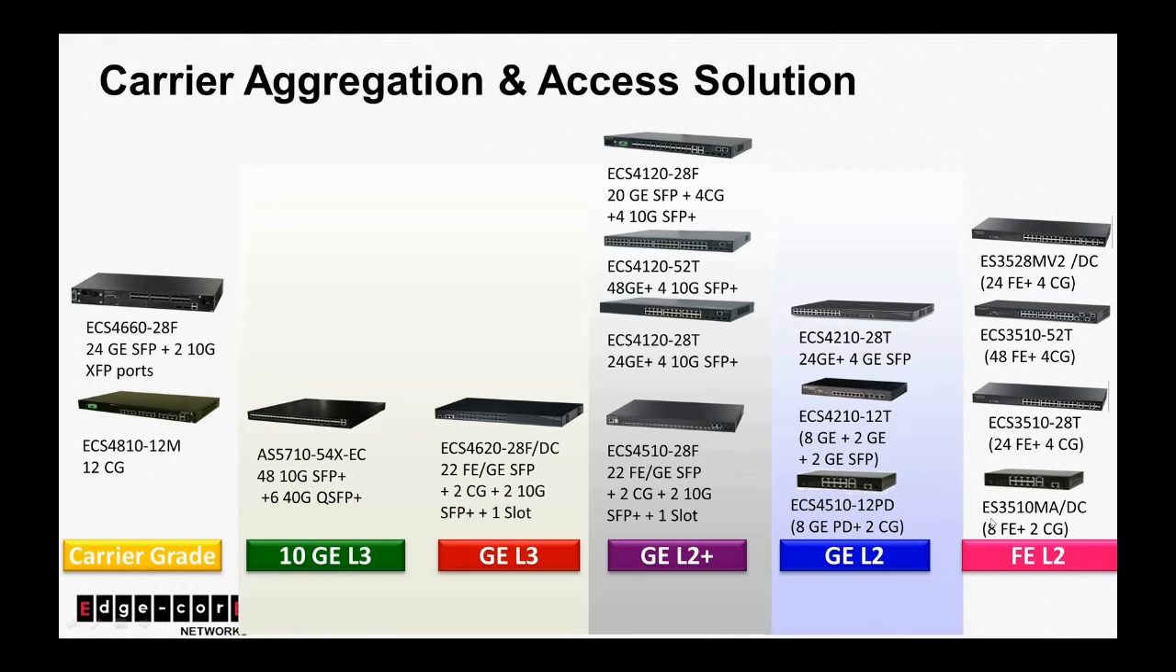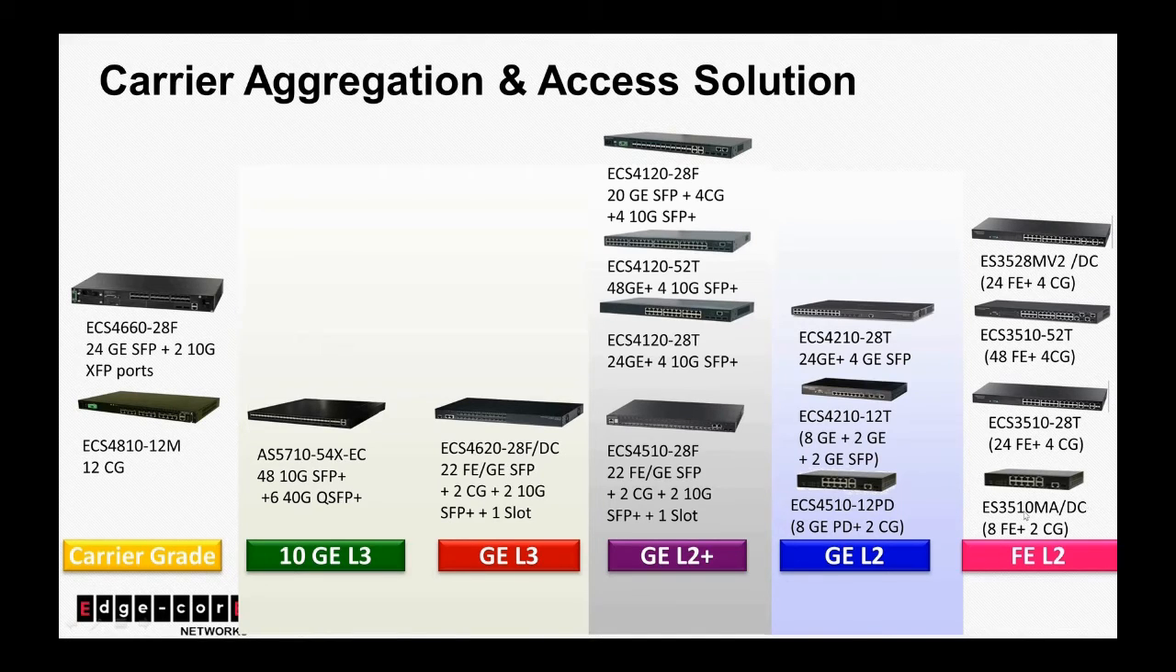Here, I would like to introduce our naming convention. Our switch will start with the ES or ECS. ES means Ethernet switch, ECS means Edgecore switch. And the first digit, if the first digit is 3, means that this is a Fast Ethernet switch. If it is 4, means that it's a gigabit switch. 5 means 10 gig switch. And the second digit, 5 means the layer 2, 6 means layer 3.